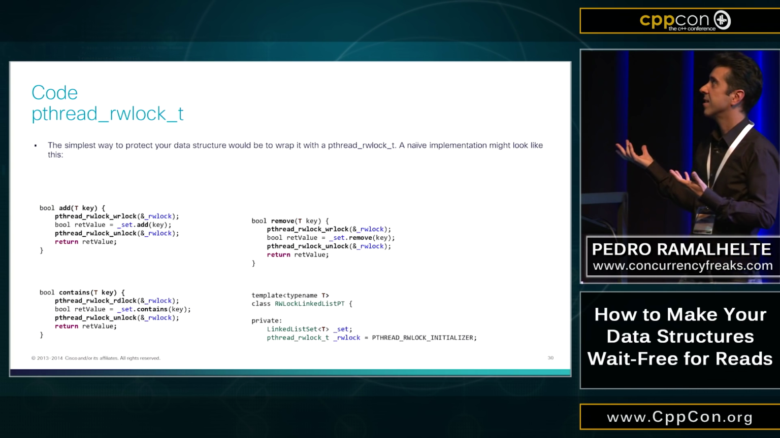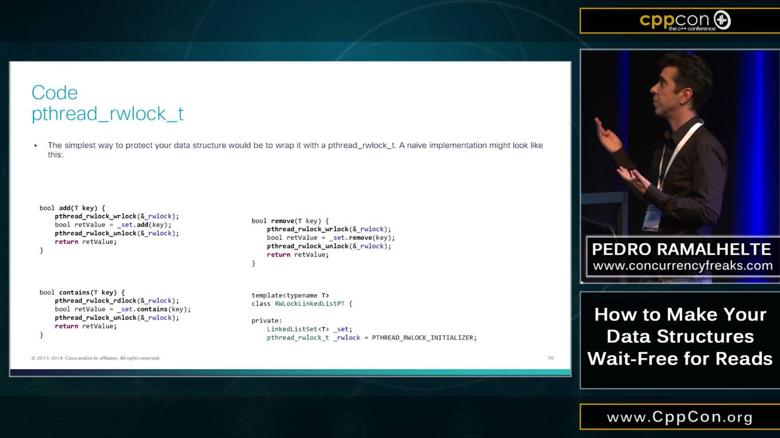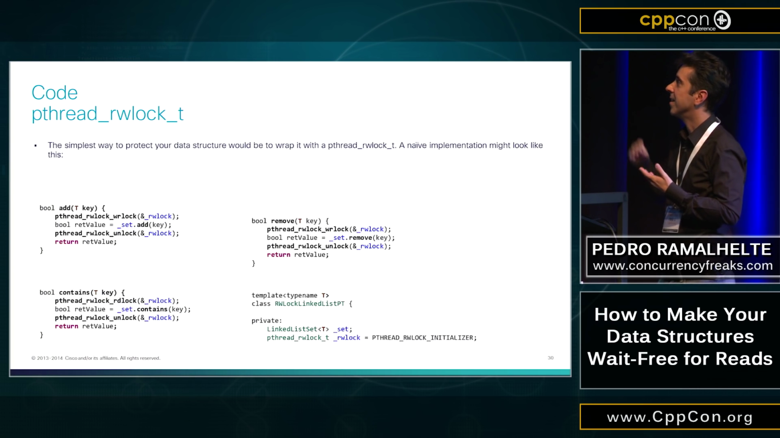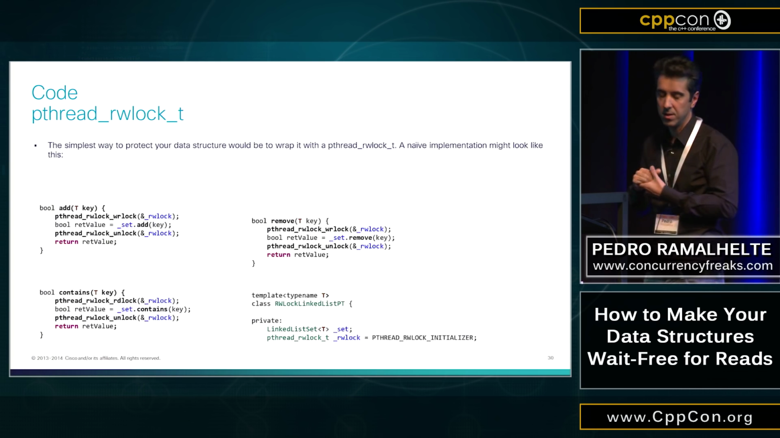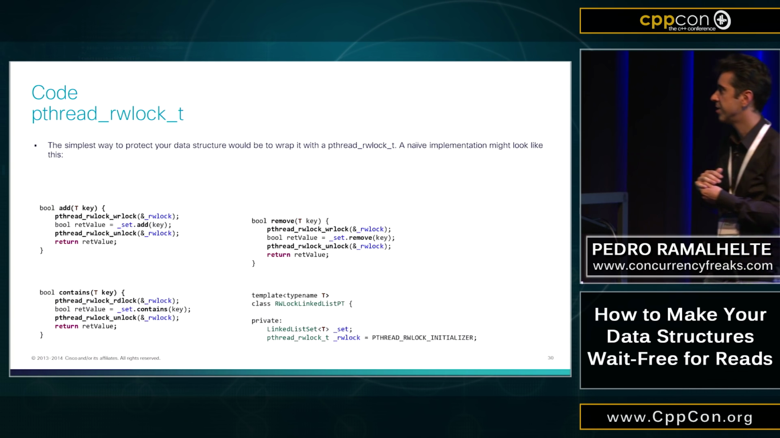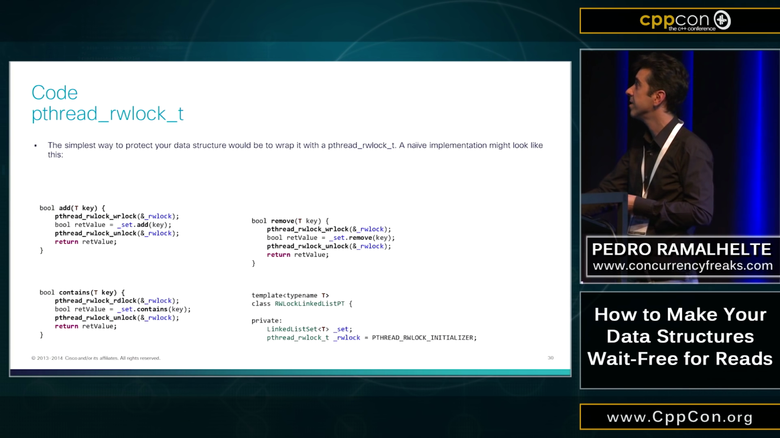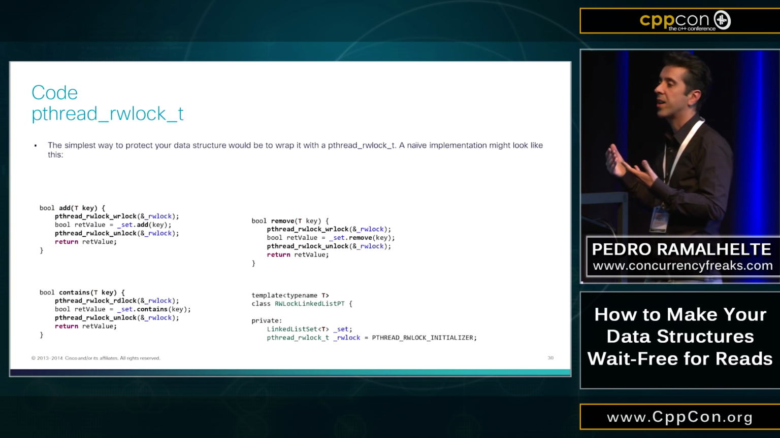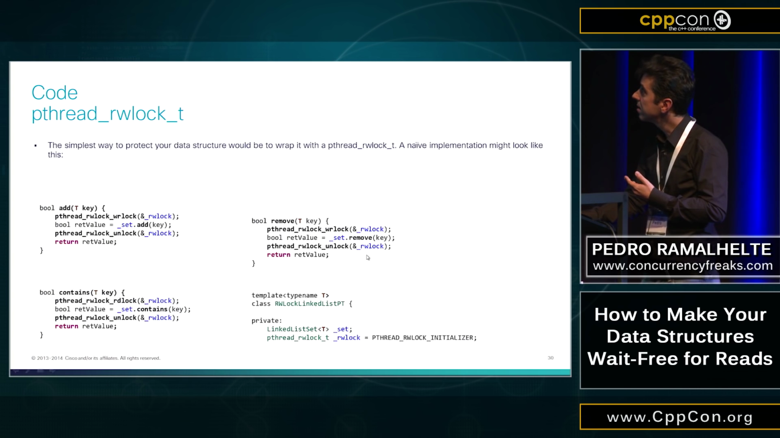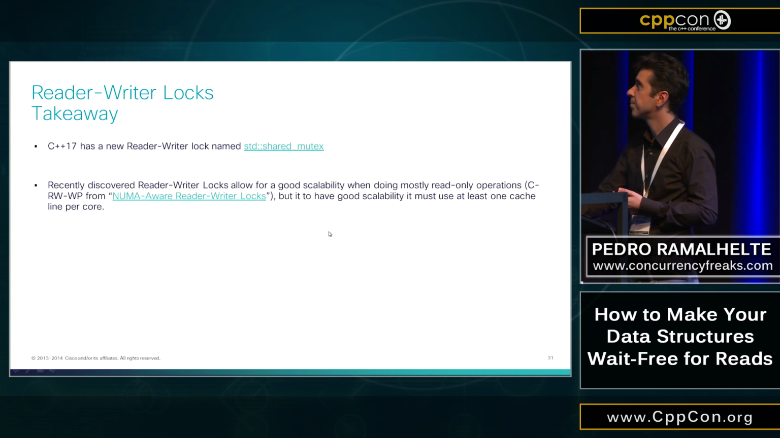Now, if you want to protect a data structure or whatever you want with a reader-writer lock, if it's a pthread, it would be like this. I didn't have time to put the new one, the new shared mutex thing. It would be even easier and prettier than this. But basically, you just protect: if it's a read-only operation, you protect with a read lock. If it's a modification like an insertion or a removal, then you protect with a write lock. That's it. Really simple.